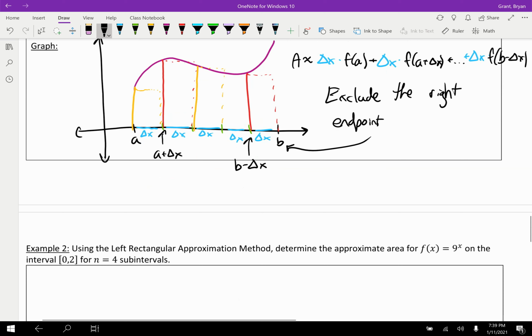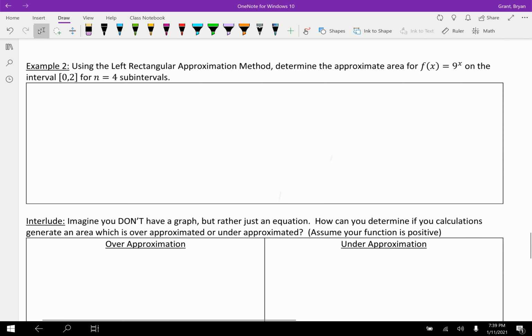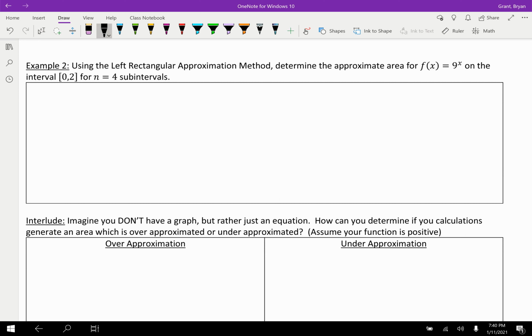Okay, example. I told you we're moving faster, so let's get to it. Using the left rectangular approximation method, determine the approximate area for f of x equals 9 to the x power on the interval 0 to 2 for n equals 4 subintervals. We're going to continue to draw a graph, but if you're feeling more comfortable, you can start not drawing a graph. We are going from 0 to 2.